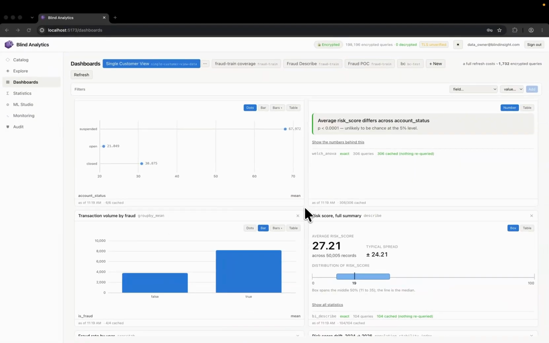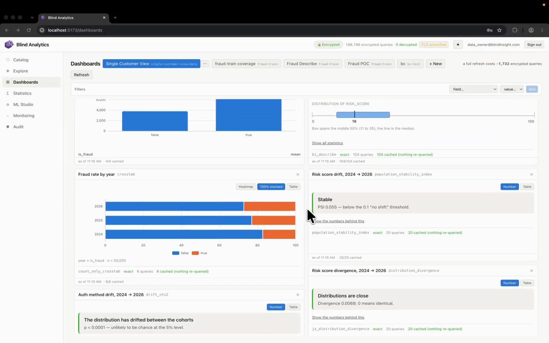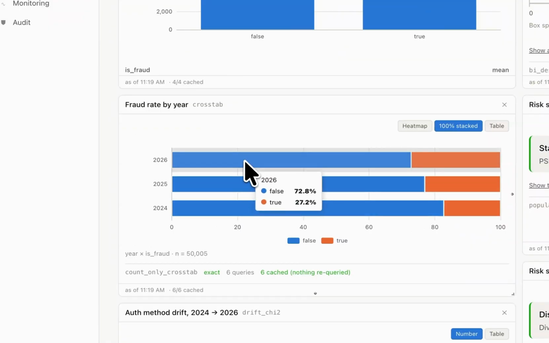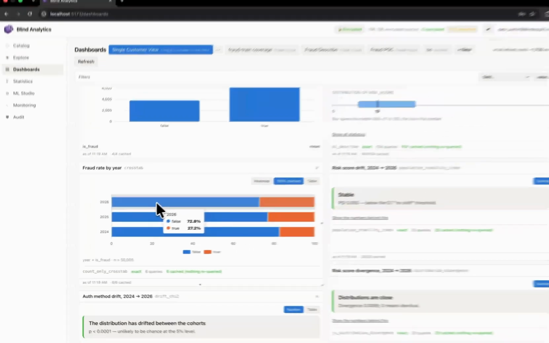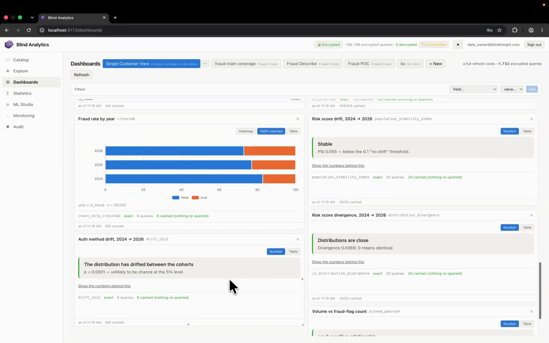The platform also allows us to monitor drift and how the dataset changes over a year. So fraud increased from 17.3% in 2024 to about 27.2% in 2026. The overall risk score distribution remains stable, but the authentication behavior has shifted significantly.